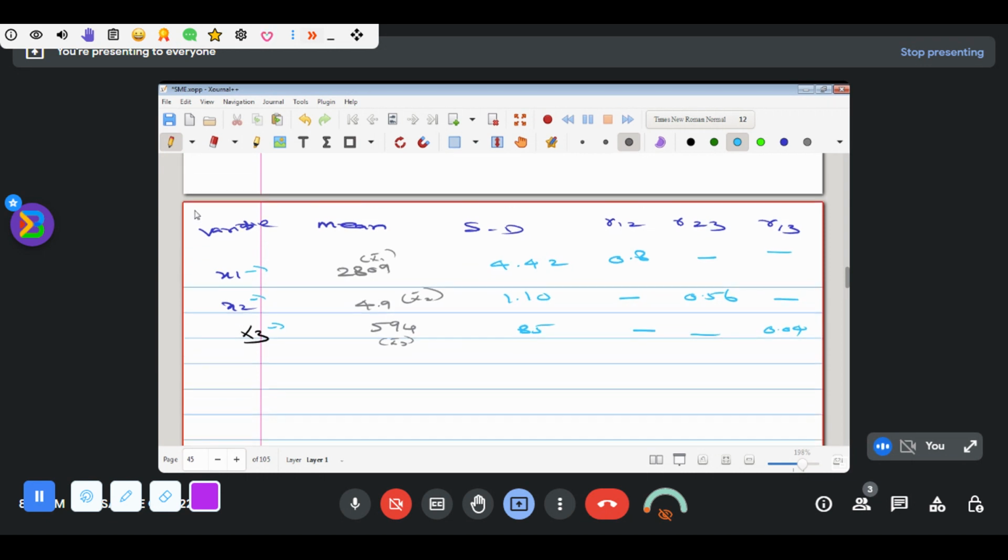What is the given data? Variable, mean, standard deviation, correlation between the first and second variable, correlation between the second and third variable, and correlation between the third and first variable. You should know all the notation, then the problem is easy. This is x1 bar, x2 bar, and x3 bar. This is sigma 1, sigma 2, sigma 3. Given are R12, R23, R31 or R13; both values are the same.